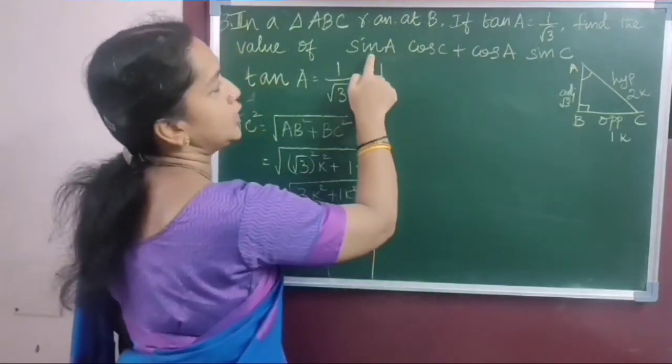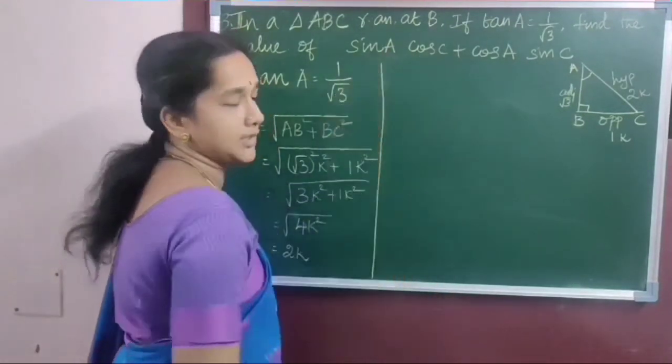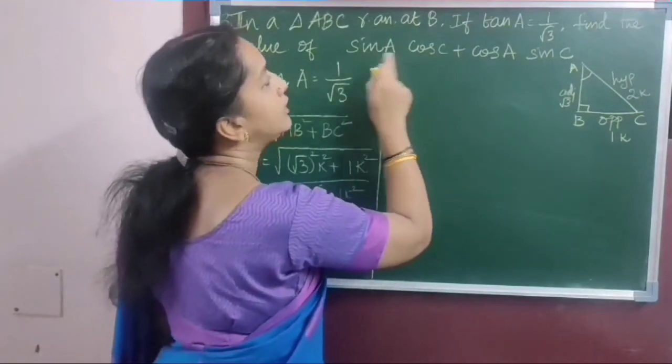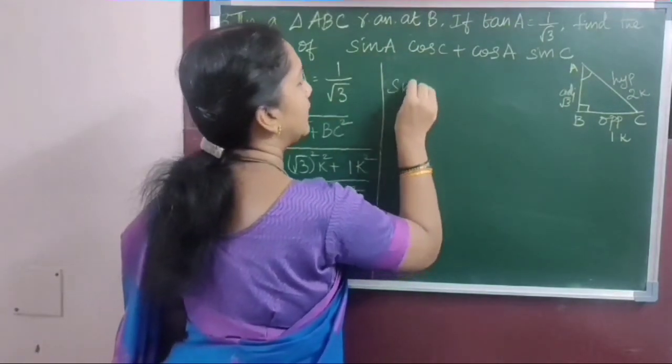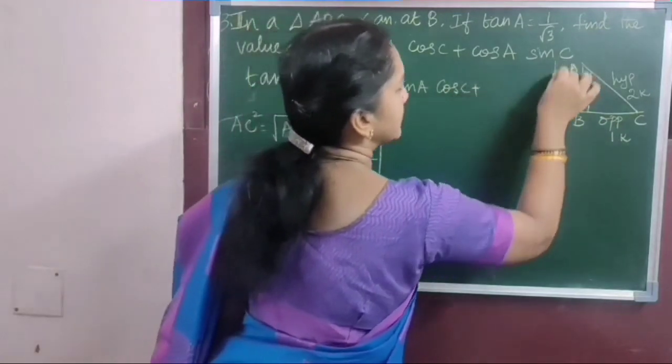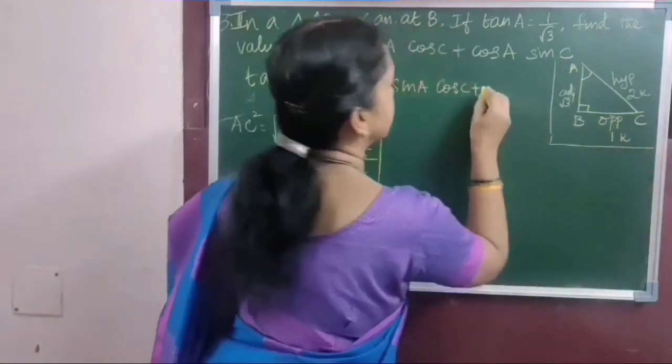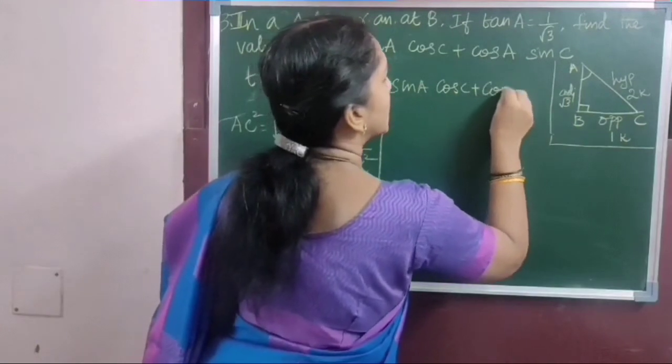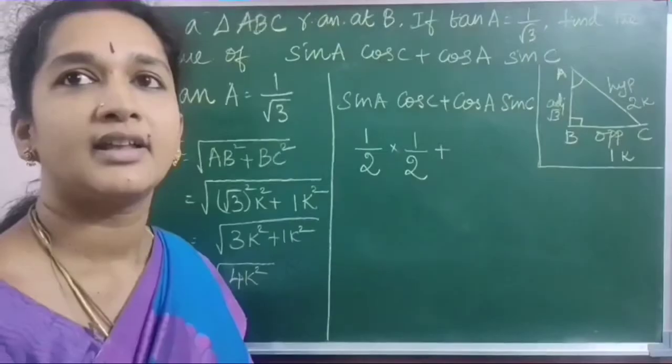Now they are asking you to find sin A cos C plus cos A sin C. So sin A and cos C.